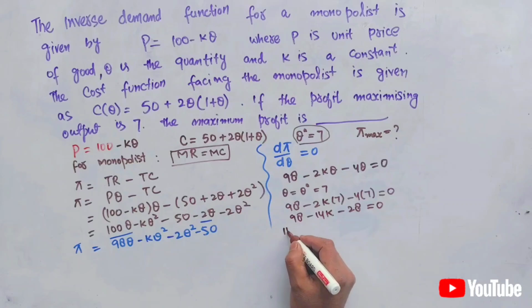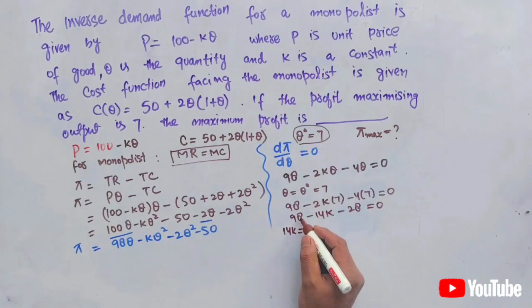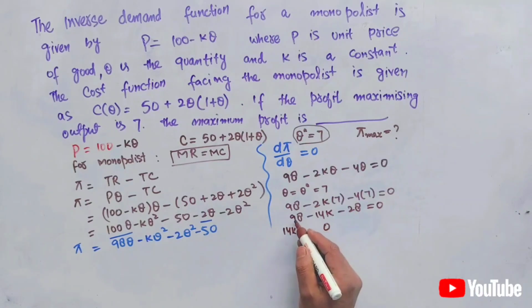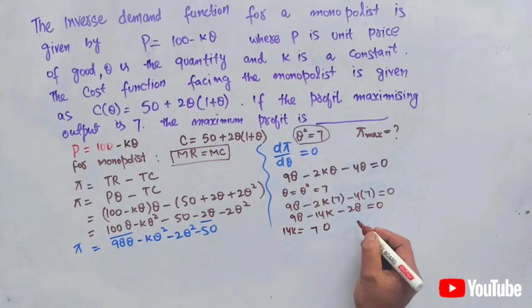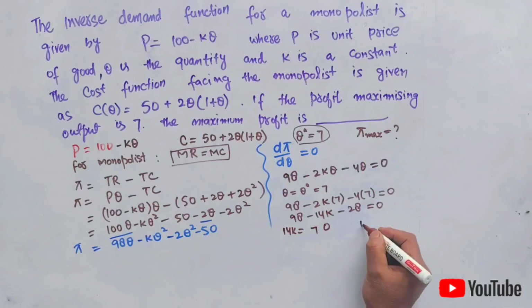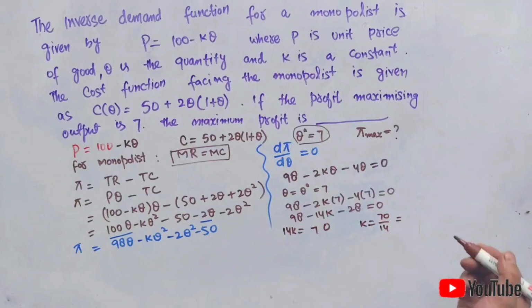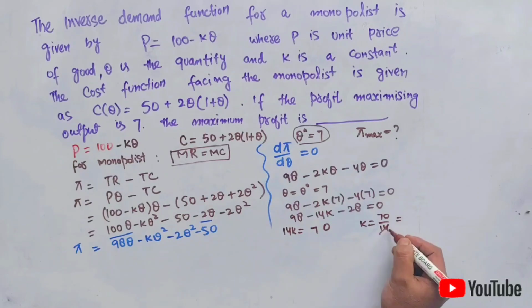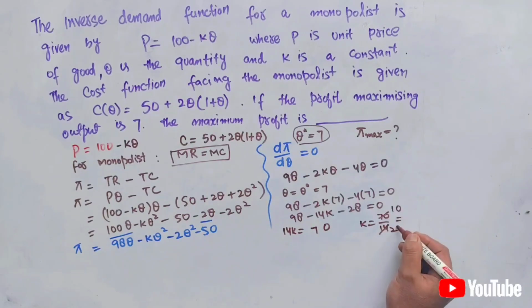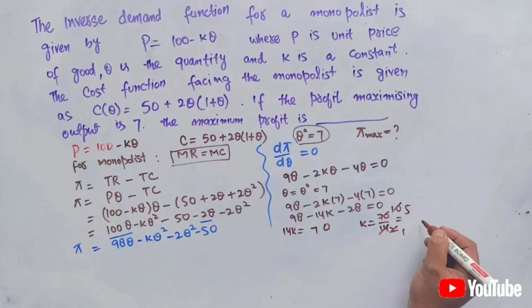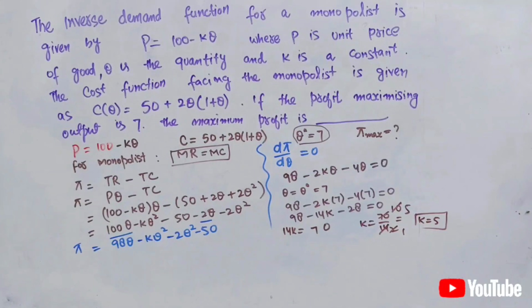So we get 14k equals, 8 minus 8 is 0, 9 minus 2 is 7, which gives us k equal to 70 divided by 14, which comes out to be 5. The value of k came out to be 5, but we are supposed to find out the maximum profit.